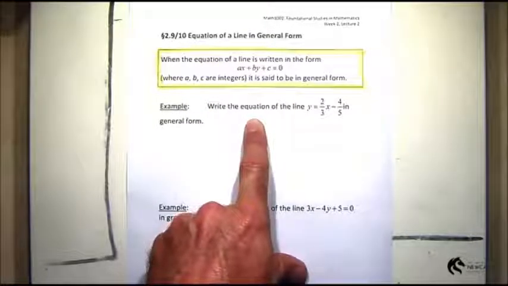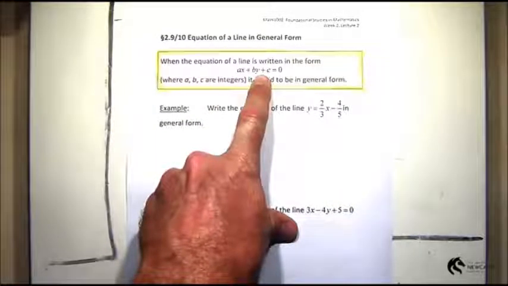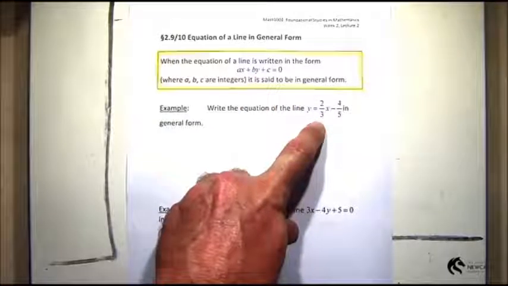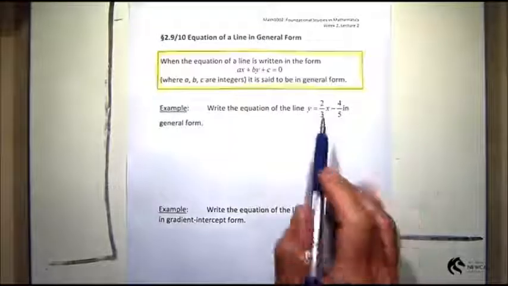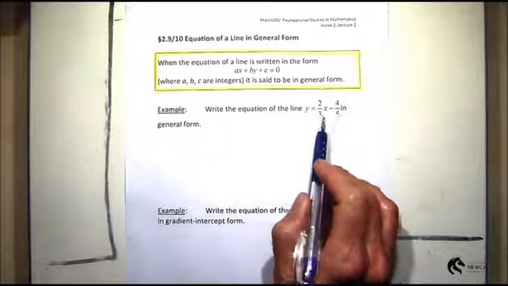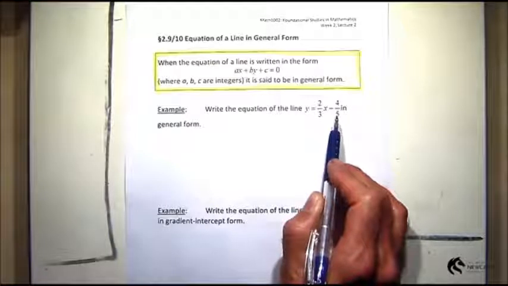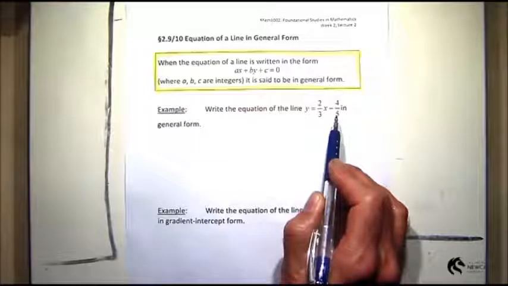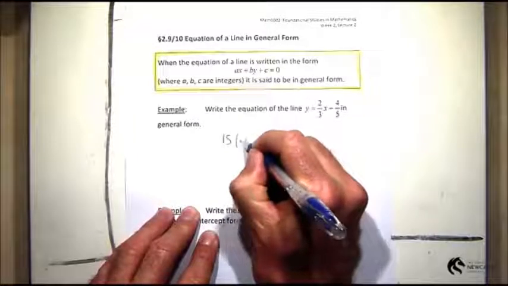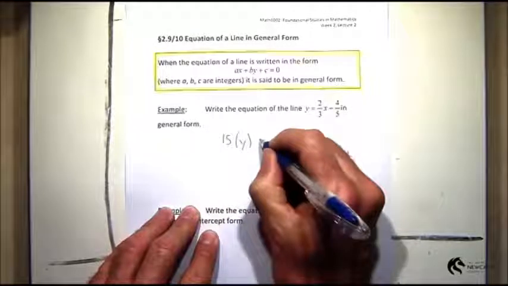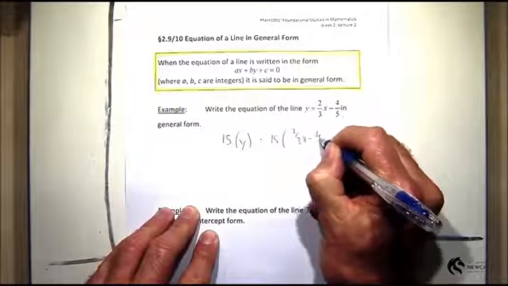To do this, all I have to do is get all the terms onto the left-hand side and get rid of the fractions. Okay? So in fact, I'm going to get rid of the fractions first. And I can see in this fraction here, I've got 3, this fraction I've got 5. So a good thing to do will be to multiply both sides by 15, 3 times 5. So in here I'm going to say 15 times the left-hand side is equal to 15 times the right-hand side.